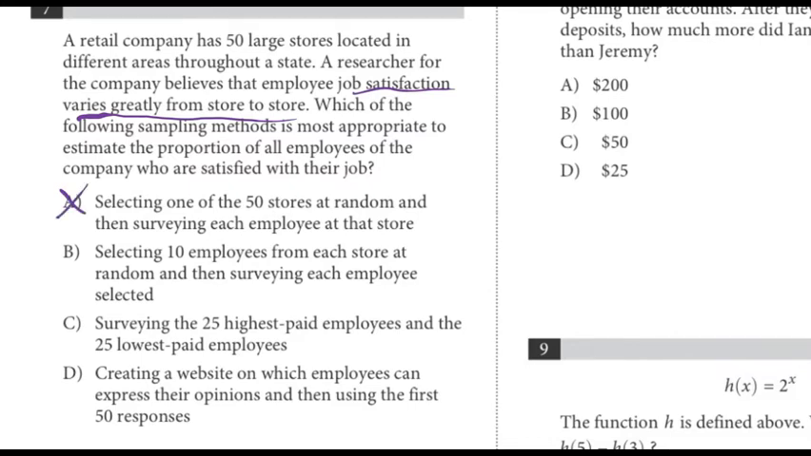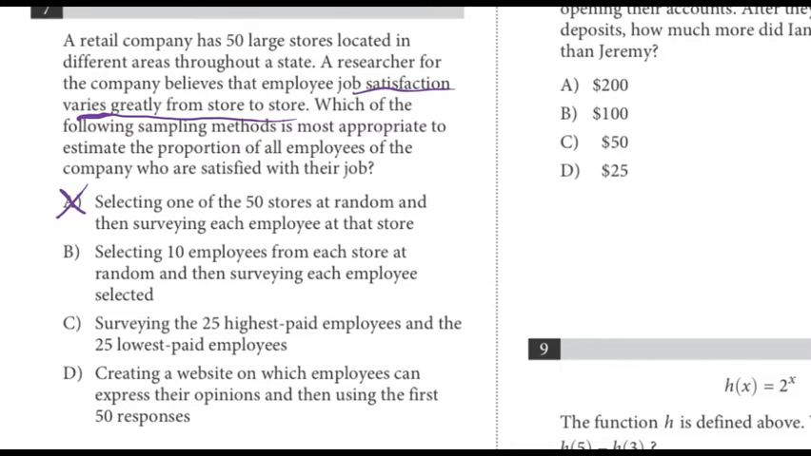Let's look at answer choice B. Selecting 10 employees from each store at random and then surveying each employee selected. So if we selected 10 employees from each store at random and then surveyed each employee, that sounds pretty good. But let's look at the other answer choices to make sure that that's not the best response.